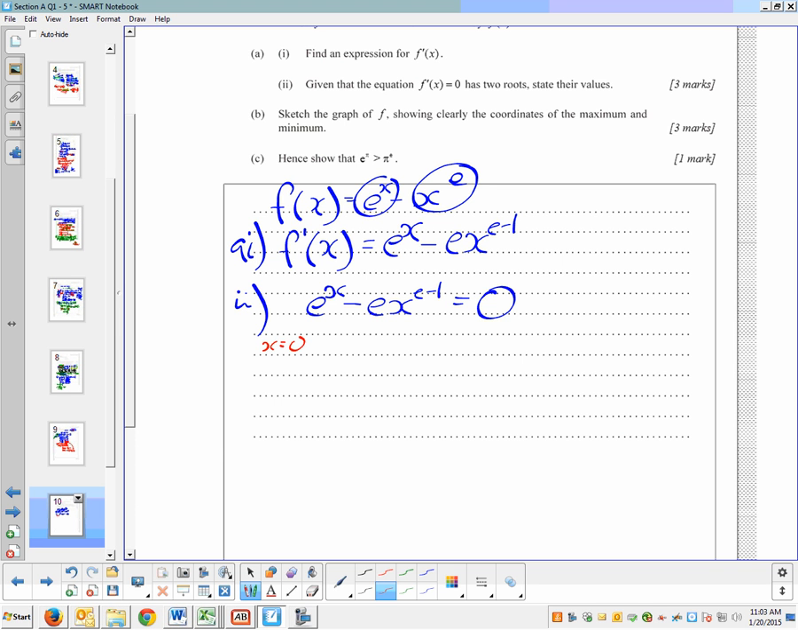Well, if x is 0, I get e to the 0 is 1 minus e times 0 to the e minus 1, well, that's going to be 1. It's not going to be 0. What other numbers might be sensible to try in your heads? 1 would be a sensible one to try. So we get e to the 1 minus e times 1 to the e minus 1, which is obviously just e minus e, which is 0. Oh, look, that means 1's a root.